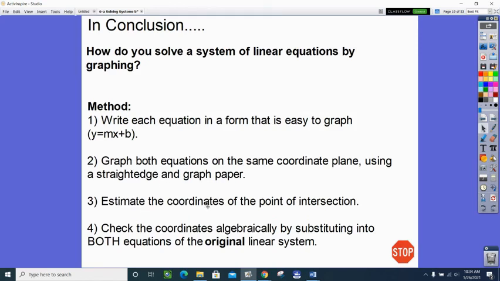You're going to estimate the coordinates of the point of intersection. So you kind of look, where do they meet? And then you have to, with graphing, you must check it in both. Because if you don't check it in both, it could make one true and not the other. So be a house on one street, but not be the house in the corner. So you always have to check it in both. So that's kind of what we're doing today, doing some graphing, finding the point of intersection, and checking it, guys.